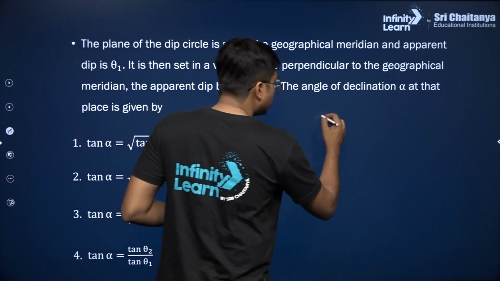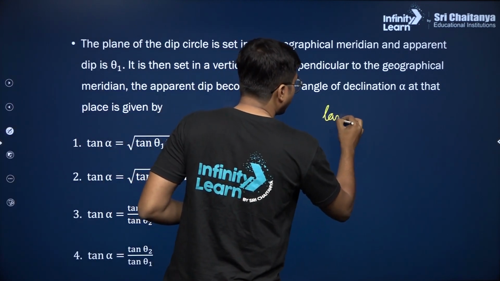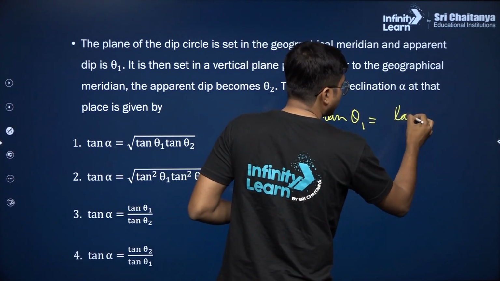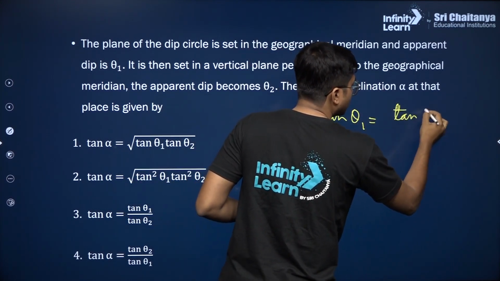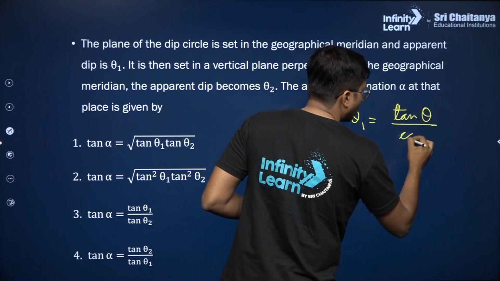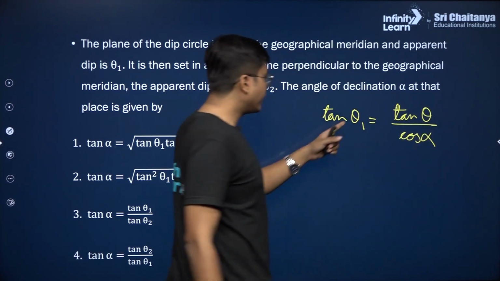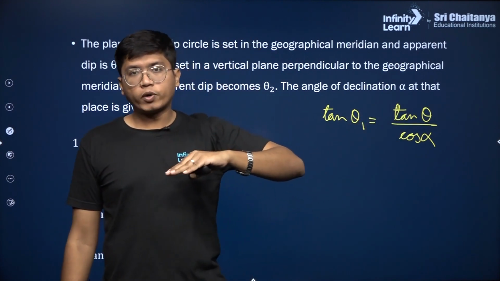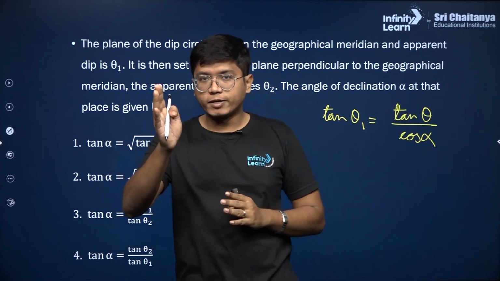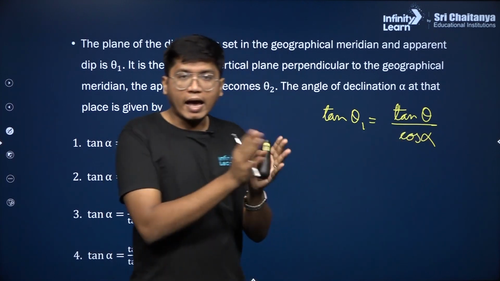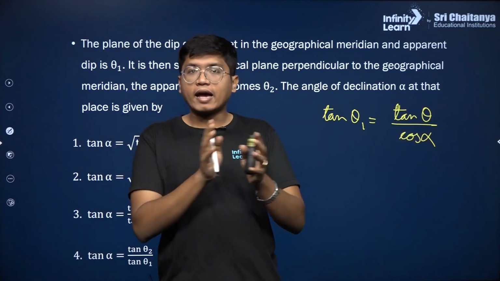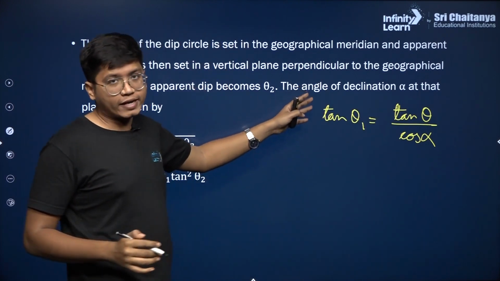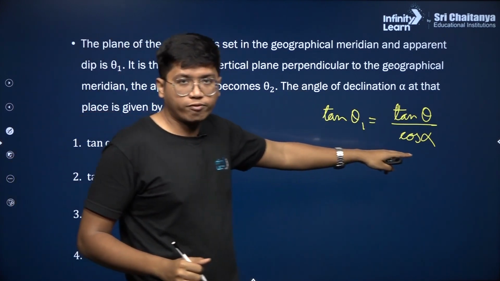The relation is tan theta 1 would be equal to tan theta divided by cos alpha, where theta 1 is the apparent dip, theta would be the actual dip at that point if you were aligned along the magnetic meridian, and alpha is the angle between the magnetic meridian and your plane at that point. Whatever the angle of declination is, this alpha is what we need to find.